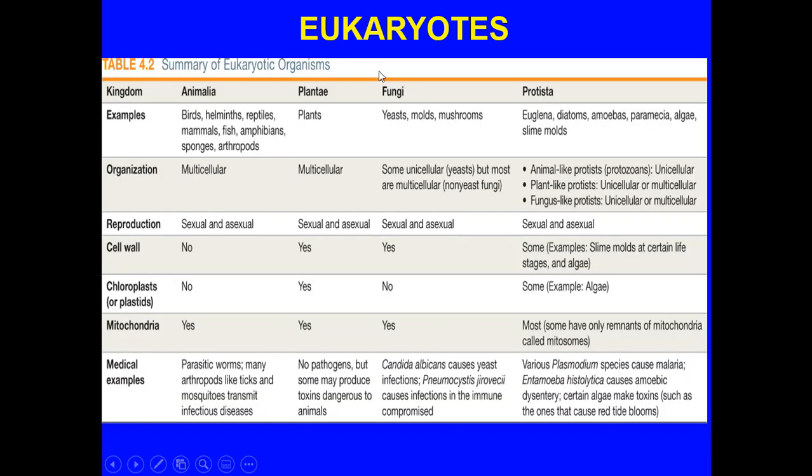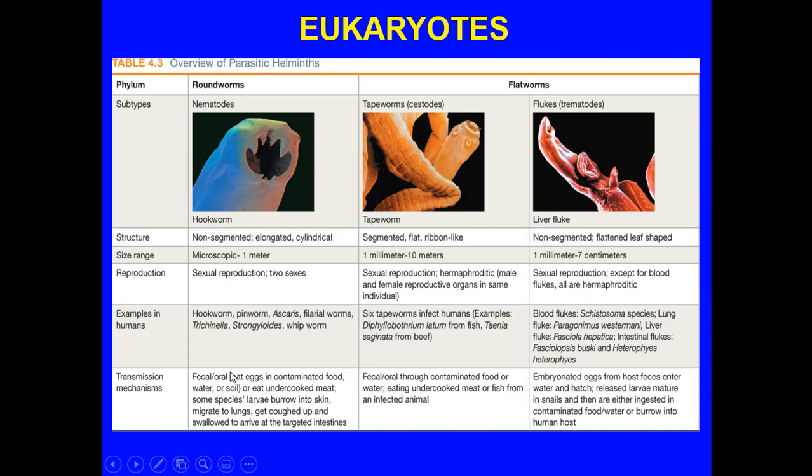And I would like you to just generally review these different types: animals, plants, fungi, protista. When we get into helminths, though, you do need to know these a little bit more in detail. Nematodes, otherwise known as roundworms, you have a variety of them. Pinworms, ascaris, filarial worms, trichinella, strongyloides, whipworm, hookworm. Let me give you a couple of points.